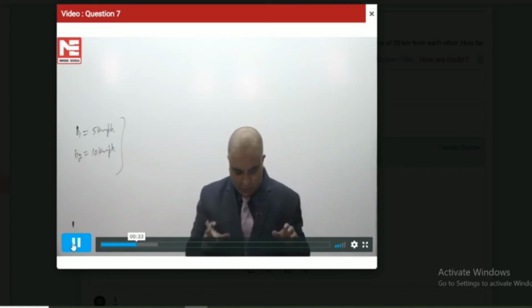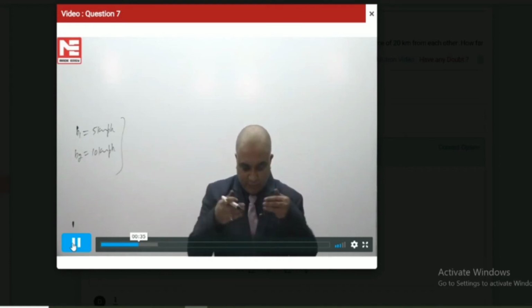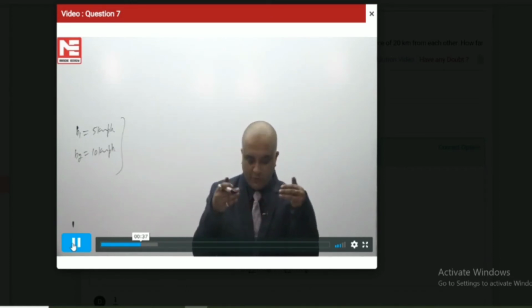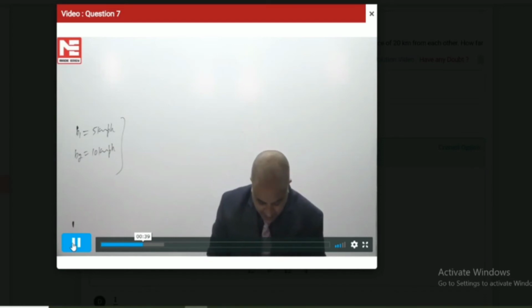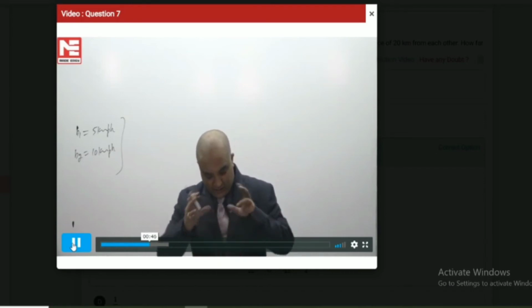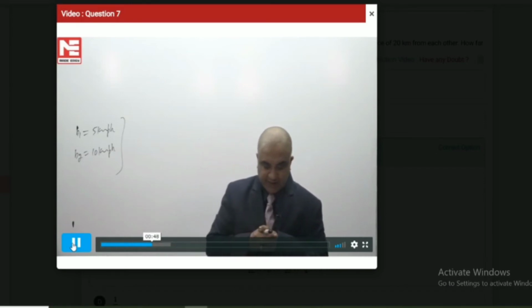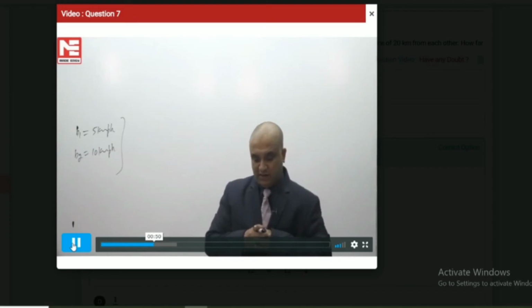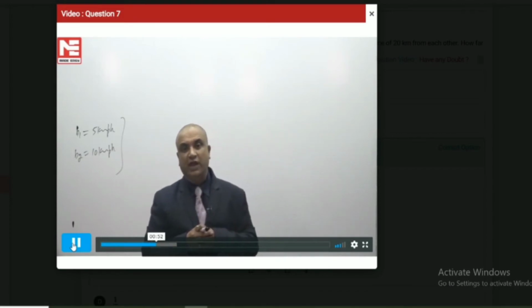Fundamental principle of relative speed. Now here they are moving towards each other, so their relative speed will always be added up. They begin at a distance of 20 km from each other. How far apart are they, in kilometers, 1 minute before they collide?